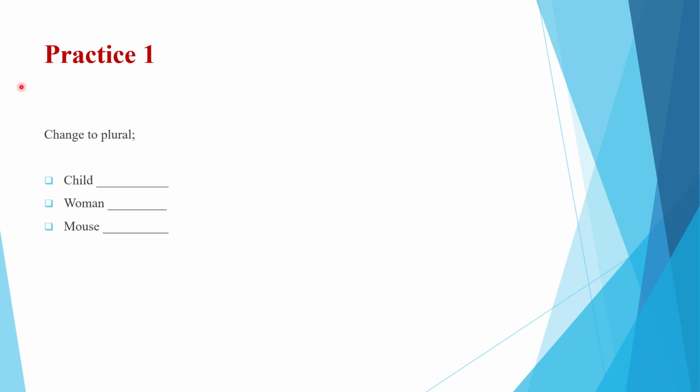So I have here a short practice exercise that I want you to have a look at. So I wish that you pause the video for some time, have a look at the exercise. I want you to change the following irregular nouns into the plural. The first one is child, woman, and mouse. I want you to follow the lesson, follow what we have been talking about, and see if you can remember how we formed the plural for child, how we formed the plural for woman and mouse.